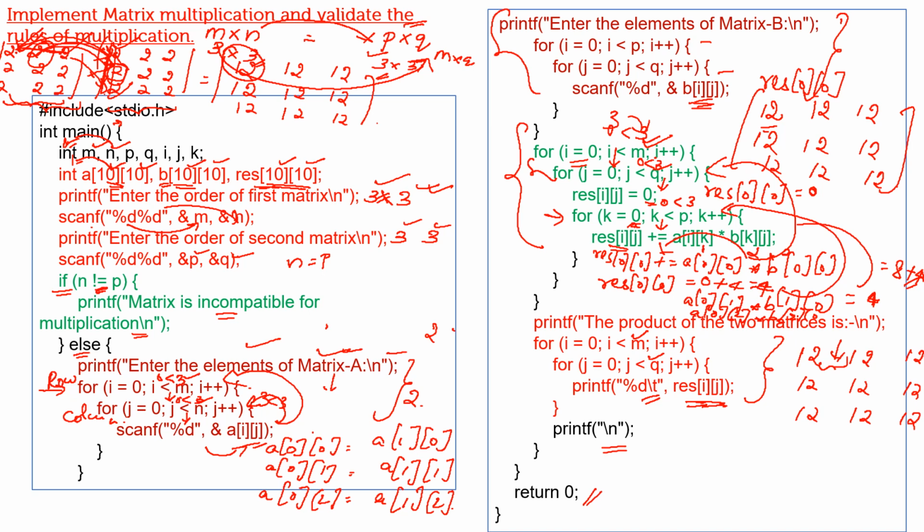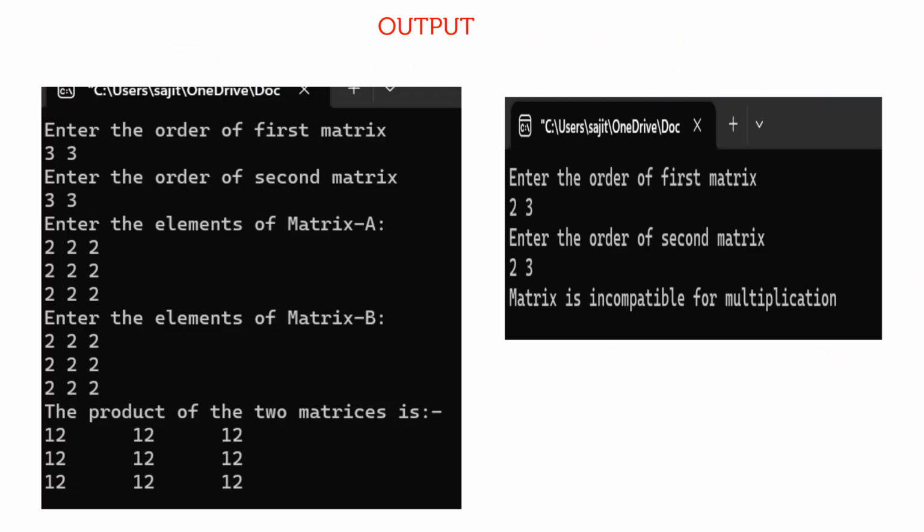Now let me show you the output window. Okay, so here, see, enter the order of the first matrix. I have given the order as 3 3. Enter the order of the second matrix, 3 3. Enter the elements of the matrix A. I have given the same elements I have taken. See, the product of the two matrices is 12. Here you have a tab space. That's why you have given \t in the program. Okay, so this is your first product matrix.